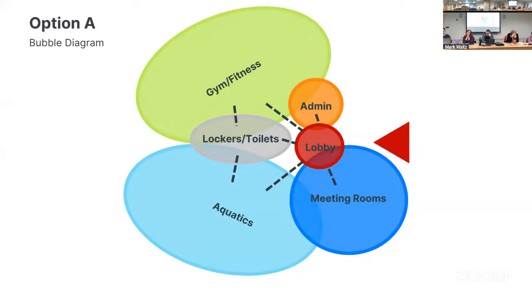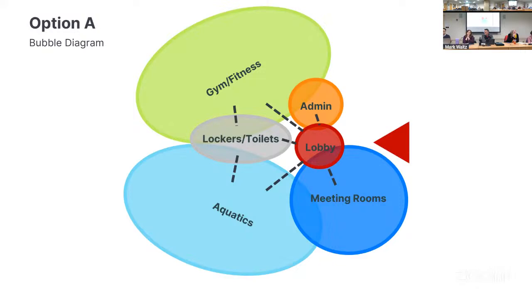The first thing we start to do is break down all the functions into bubbles. So this is a bubble diagram. You can see that we've grouped the gym and fitness space together, and aquatics, which are the consideration for pools. We have toilets and lockers, which share a direct adjacency to gym and fitness and the aquatics. We've got a lobby, which is really the primary gathering point and orientation point in the space itself. So you come in a front door to a lobby, and then you access the other spaces from the lobby itself. We have administrative functions directly adjacent to the lobby, and then meeting rooms.